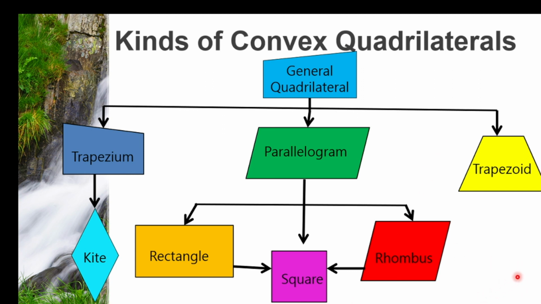Based on the diagram, we can say that all squares are quadrilaterals, all squares are parallelograms, but not all parallelograms are squares, because a parallelogram could be a rectangle or a rhombus. Likewise, we can say that all kites are trapezium, but not all trapeziums are kites. In the same manner, not all convex quadrilaterals are trapezoids, because we could have a trapezium or a parallelogram.